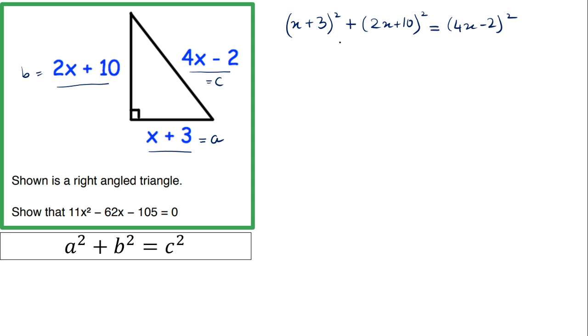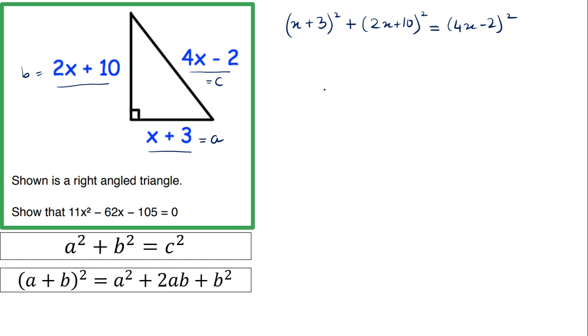Now that I have this specific representation, this means that I've got to open up. And for opening up, you cannot just do x squared and then 3 squared, 9, so I'm just going to write x squared plus 9. That's going to be wrong. You must know another identity, another property, that is, if you have something like this, a plus b whole squared, it opens up to something like this, a squared plus 2ab plus b squared.